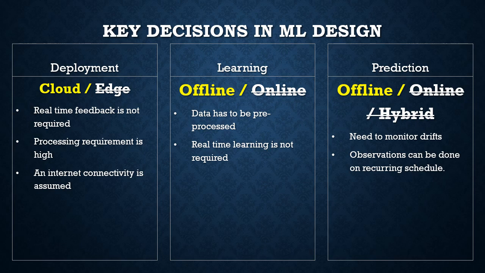Here are the key decisions in the machine learning design. For the deployment, I chose cloud over edge because we don't need real-time feedback and the processing requirement is high. And we are also assuming that the internet connectivity is good enough. Then, from the learning perspective, we would prefer offline learning because data has to be pre-processed. Real-time learning is not required. And for predictions, we are using offline prediction because we need to monitor the data drifts, and we need to observe the outcome on a recurring schedule.